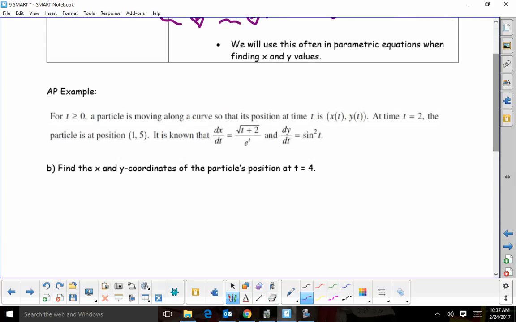So this one, again, it's the same problem we just saw, but now in part B, I think they only wanted the x coordinate, but we're going to do both. That's why I typed it up. Find the x and the y coordinate. Now this tells me at time 2, this is my position. So what is 1 actually equivalent to? x of 2. And what is 5 actually equivalent to? So that's what that point is telling me at time 2.